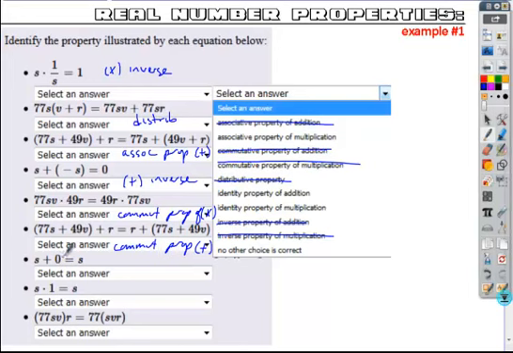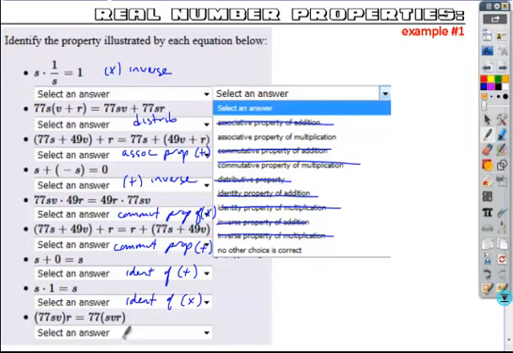Next we have a number plus 0 equals itself. It maintains its same identity. So this is the identity property of addition. And then we have a number times 1 to maintain its identity. Identity property of multiplication.